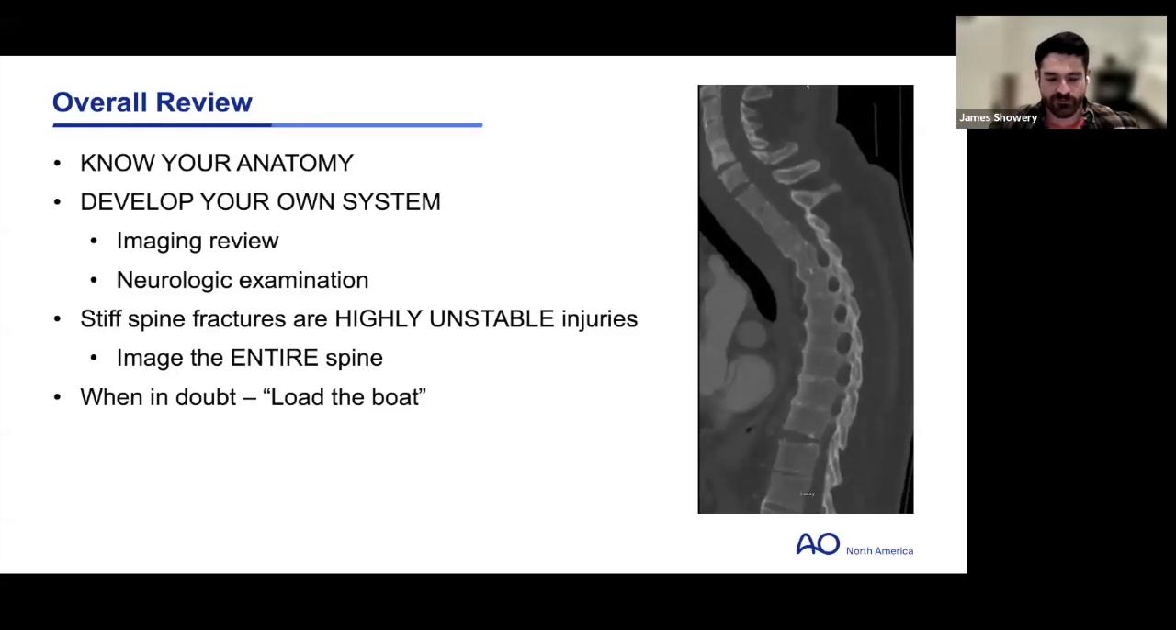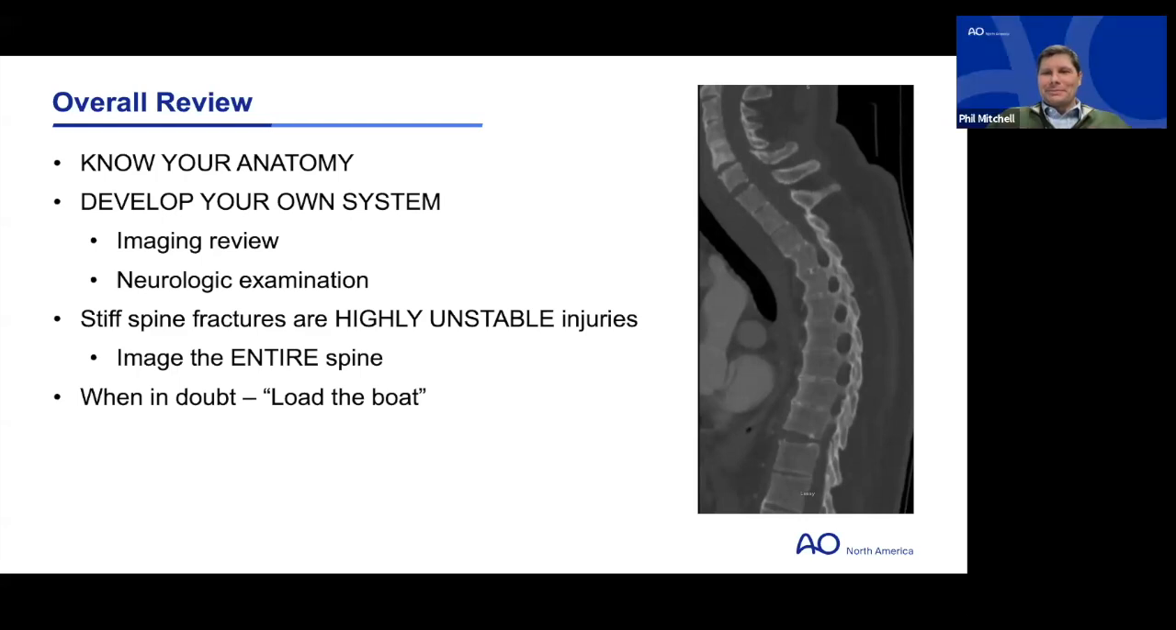Obviously, these stiff spine fractures are highly unstable and can be very, very subtle, and it's important to identify them. Getting a detailed neurologic examination and really understanding, comprehending what you're doing when you're doing the exam is important. And obviously, load the boat. You're not an island. Each and every one of us knows that it's a big team that takes care of these patients, and the more you get involved, the more you bring other people along with you for this ride, the better it's going to go.